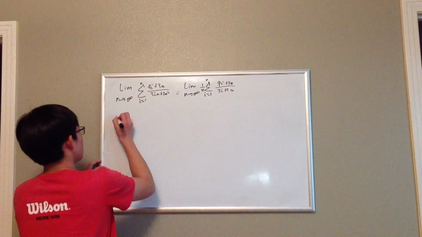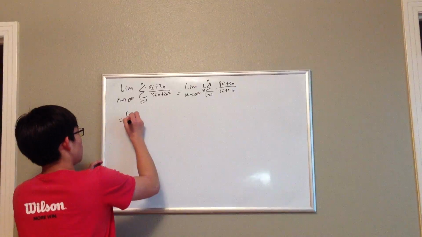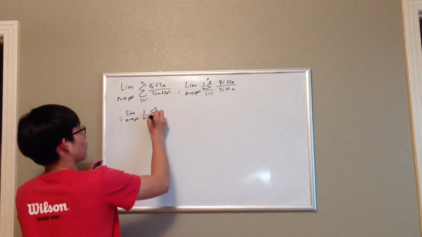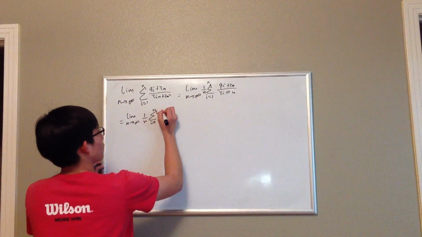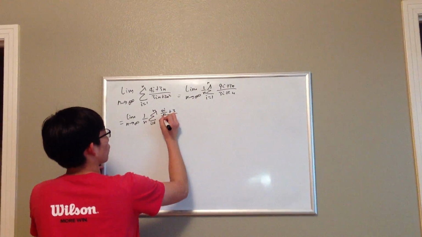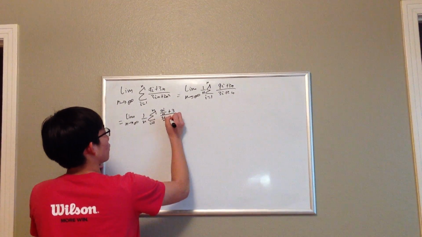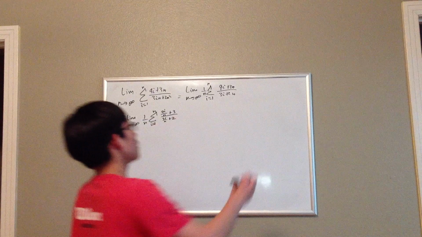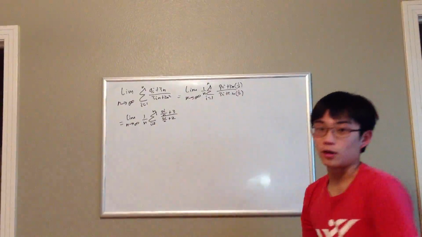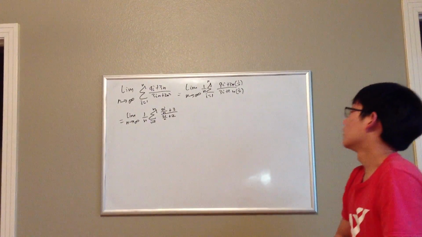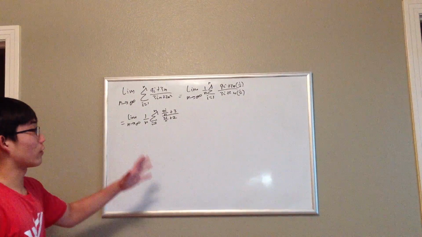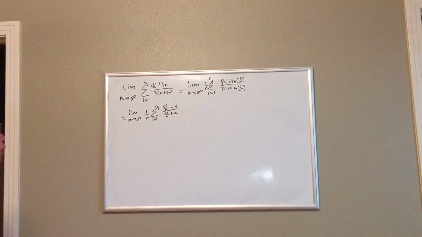So this limit is equal to the limit as n approaches infinity of 1 over n times the sum of 9i over n plus 3 over 3i over n plus 2. Basically all we did is multiply the numerator and the denominator by 1 over n. We basically just multiplied by 1, so the expression is equivalent, but we got it into a structure that we like more.